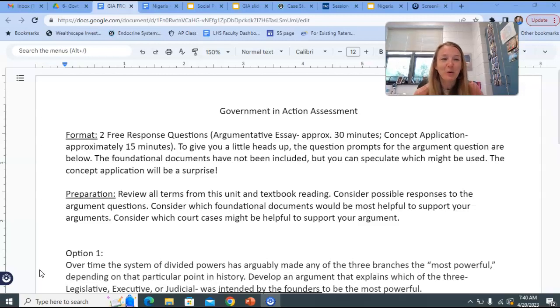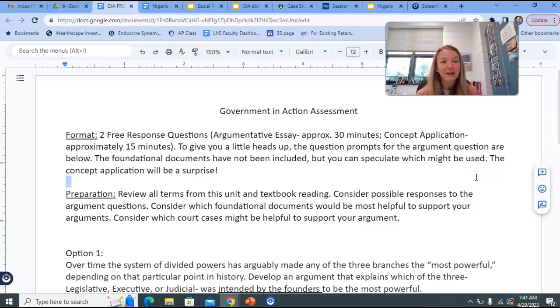With that, you will take your final assessment from me on Monday. Right on this government in action project cycle, there will be two questions. Both are going to be free response. One of them is an argumentative essay that should take you approximately 30 minutes of the class, maybe a little bit less, and then a concept application that's going to take you about 15 minutes to complete.